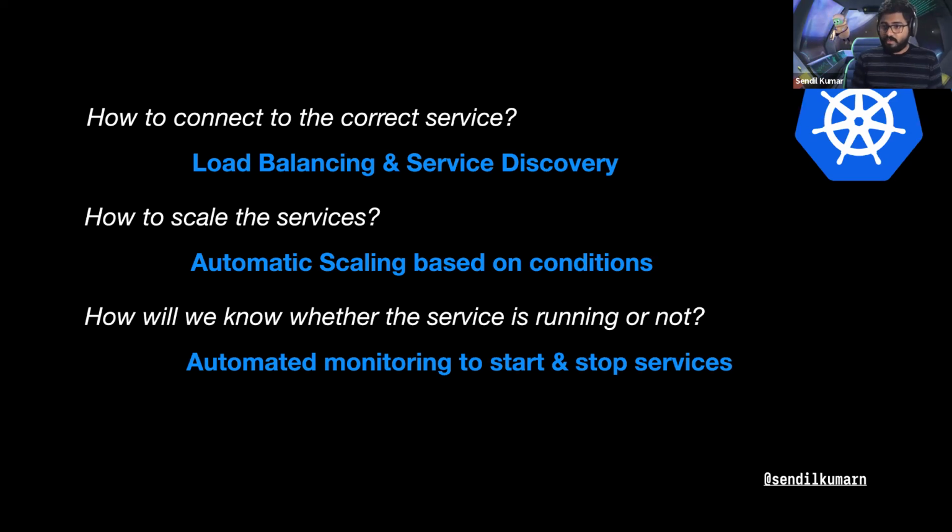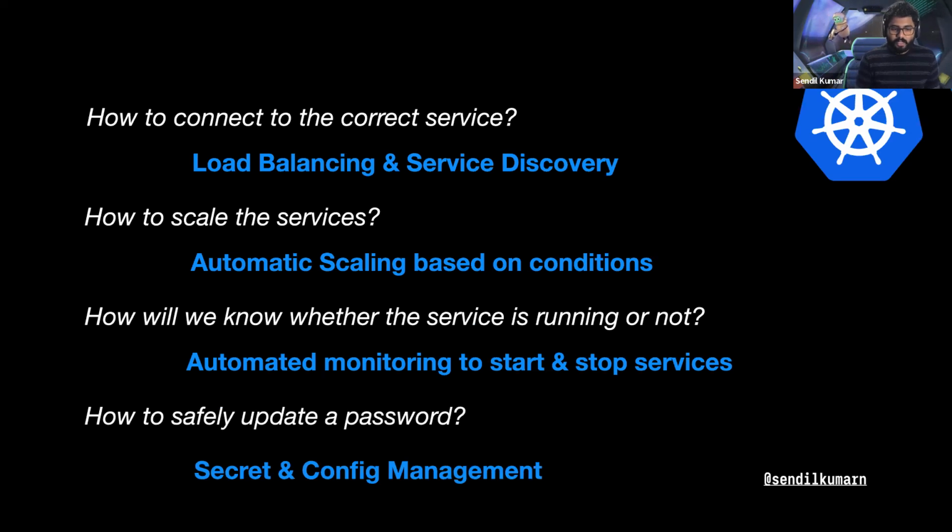How will we know whether a service is running or not? That's where the liveness and readiness probes help us. It automatically monitors using these probes, and then starts and stops those services as needed. You can also use config management and secret management in Kubernetes, which helps you update passwords live. So your applications are running, some password has expired, you want to change it, you can use Kubernetes secret and config management services to update those on the fly.